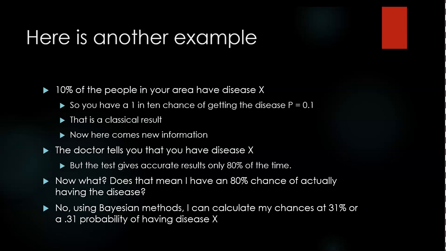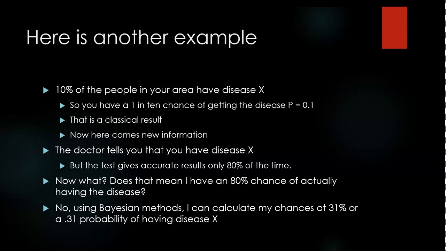And that's a classical result. It becomes your prior measurement. But now here comes some new information. Say the doctor tells you that you have disease X, but the doctor tells you that the accuracy of the result for the test for disease X is only 80% correct. So what does that mean? That you now have an 80% chance of actually having the disease?